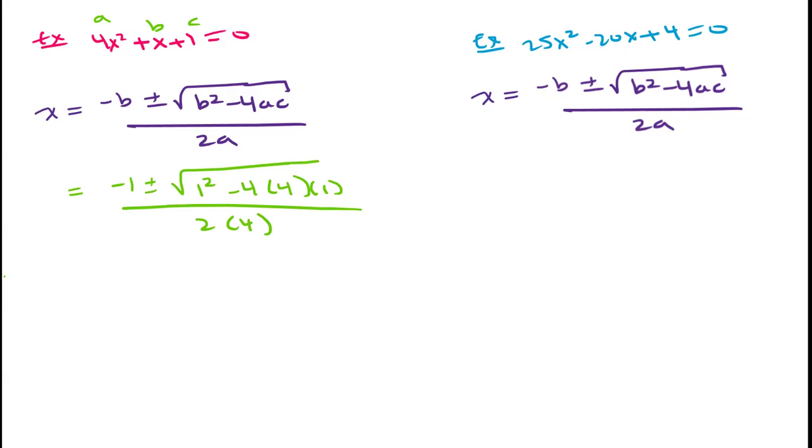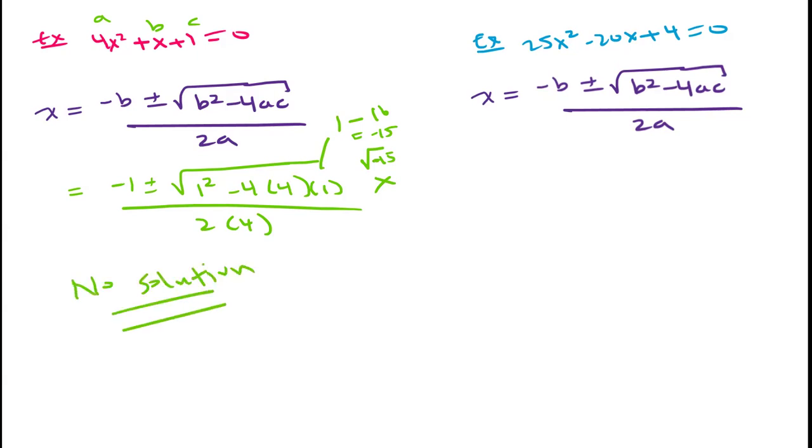So we get 1 here, so that'll be 1 minus 4 times 4 is 16, times 1 is 16. So that's 1 minus 16, which gives us negative 15. So we will get a square root of negative 15, which does not work. That means we stop and say there's no solution here.